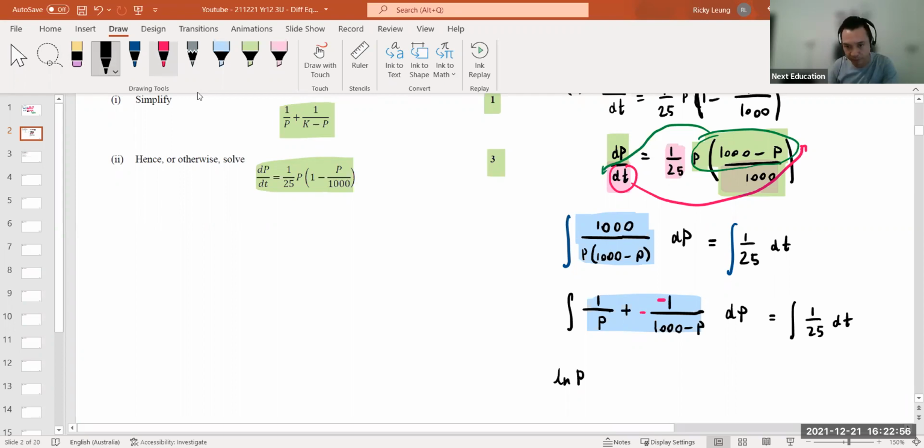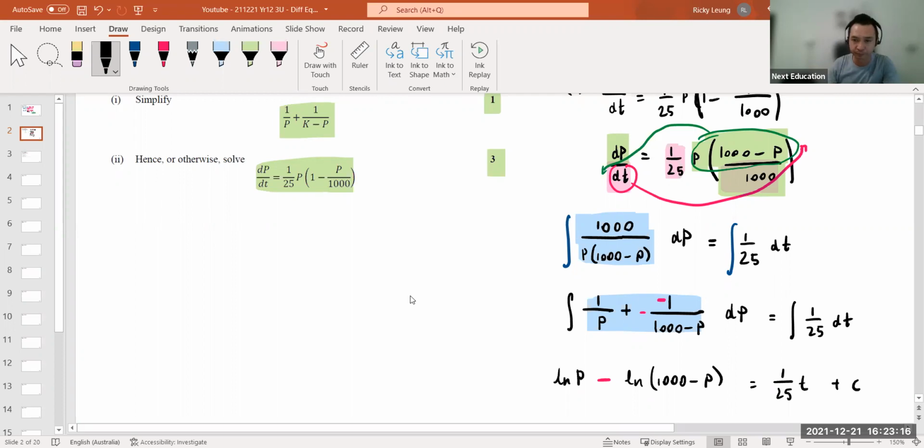So I'll put in pink, it becomes a minus ln of 1,000 minus p. You can't use absolute values. I mean, it doesn't add anything, that's all. This guy's t, and then plus c. Now, it's important for you to identify if there's two integrals on both sides, you only need one constant. It's almost like the sum of all constants, right?